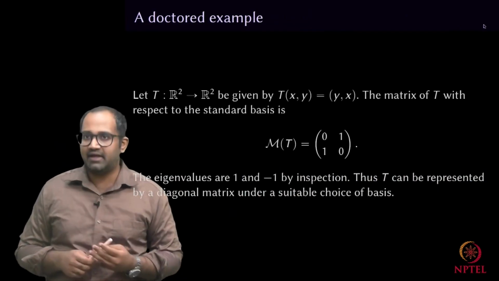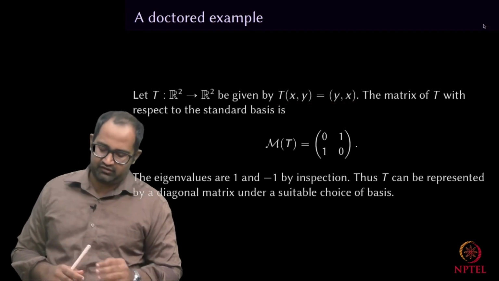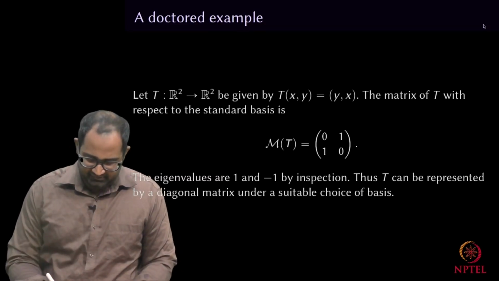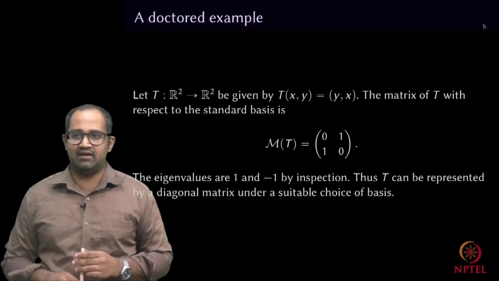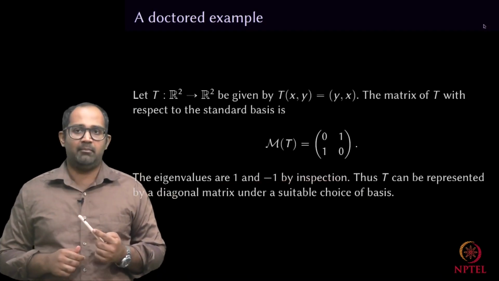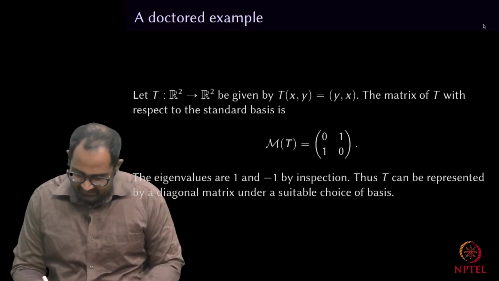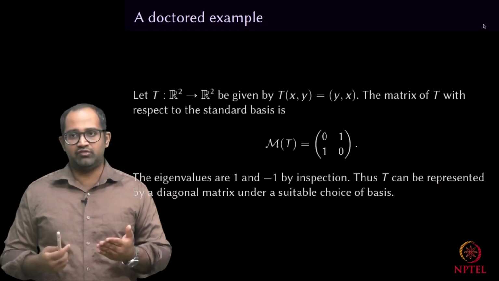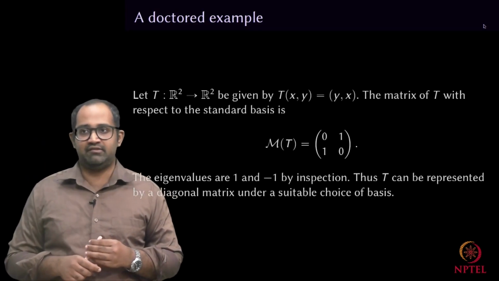So here is a doctored example. Consider T from R2 to R2 given by T of (x, y) equal to (y, x). The matrix of T with respect to the standard basis is 0, 1, 1, 0. Okay, and by inspection you can figure out that the eigenvalues are 1 and minus 1. This is completely trivial. You just play around with this matrix for maybe 7 minutes. You will be able to figure out that the eigenvalues are 1 and minus 1. Thus, T can be represented by a diagonal matrix under a suitable choice of basis, right? Because you have found two distinct eigenvalues. So, by the obvious sufficient criteria, this operator is diagonalizable.